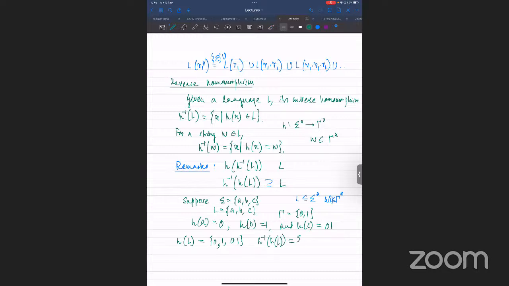What do you get? You of course get A, B, and C. And what is the H inverse of W? It's the set of all X such that H of X is W, correct? And X here belongs to sigma star. So what is this? You also get AB, correct? AB was not there in my initial set L. So H inverse of H of L is a superset of L. What about H of H inverse of L and L?